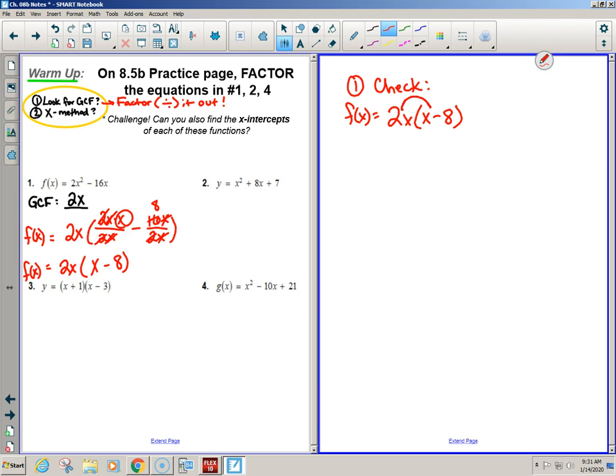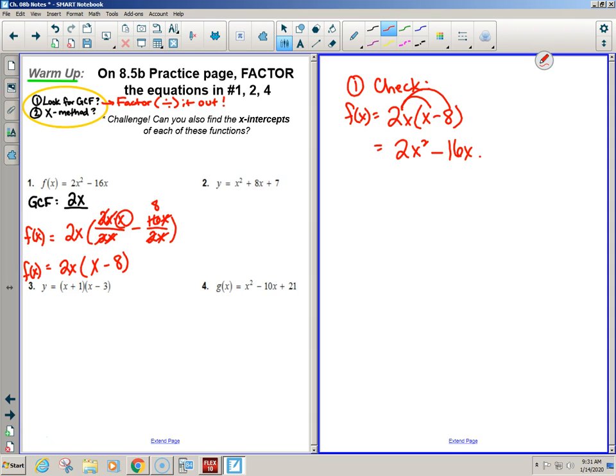Isn't this like a good old-fashioned distribution problem? What's 2 times x times x? Got it. And then what's 2x times 8? Well, across a minus. What's 2x times 8? 16. Were you right? Were we right? Yeah. Totally. Okay, so you can always check by multiplying. That's just a quick reminder.